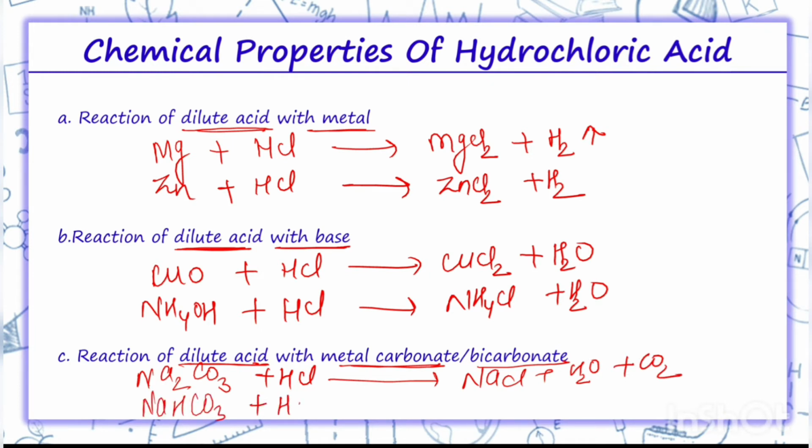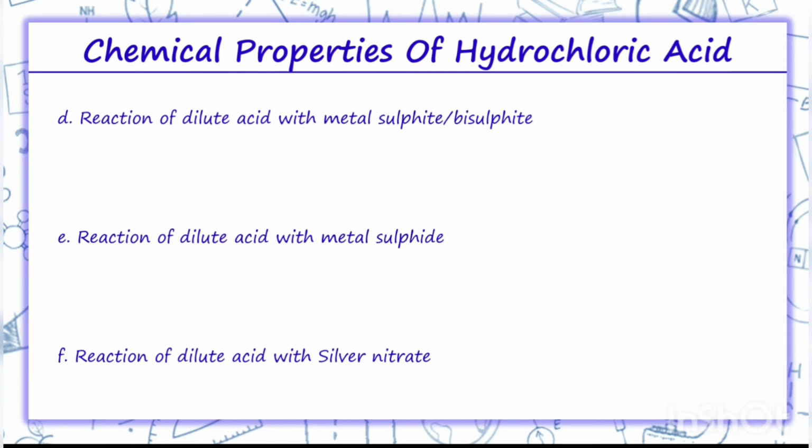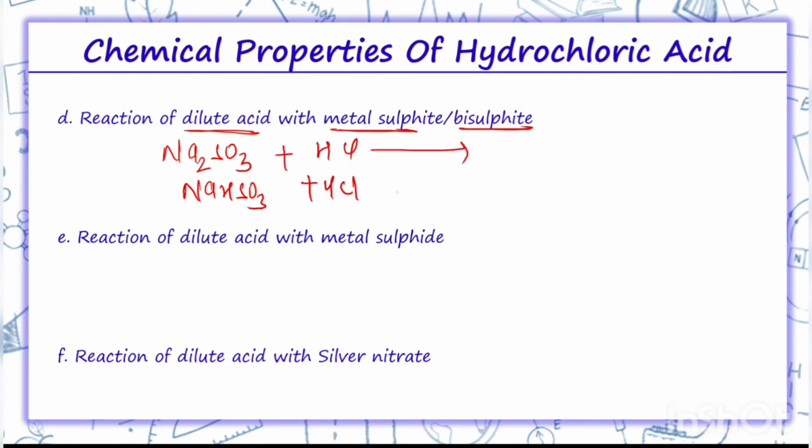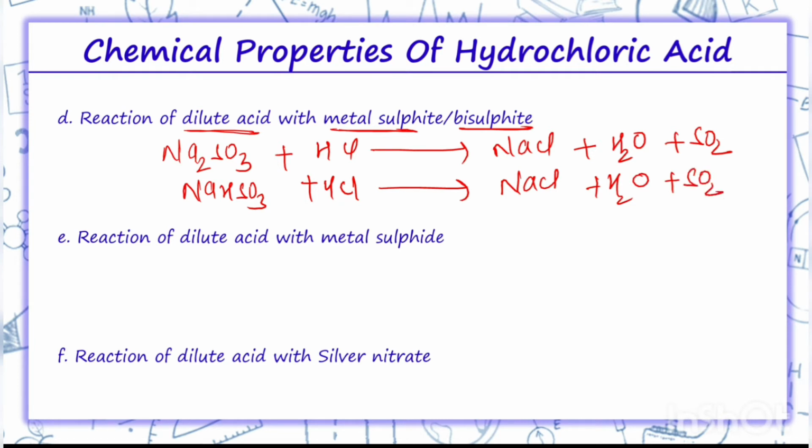NaHCO3 plus HCl gives NaCl plus H2O plus CO2. Fourth property: when dilute acid reacts with a metal sulfite or bisulfite, like Na2SO3 or NaHSO3, HCl reacts with both and the product is salt plus water plus SO2. SO2 gas is evolved in both cases, either metal sulfite or metal bisulfite.